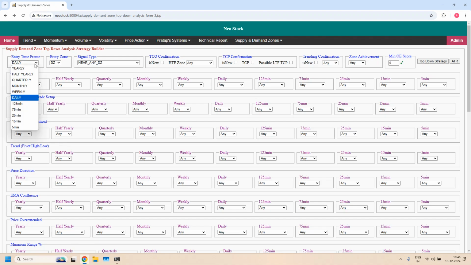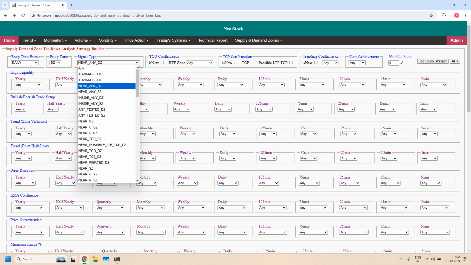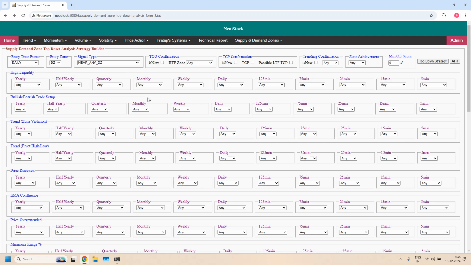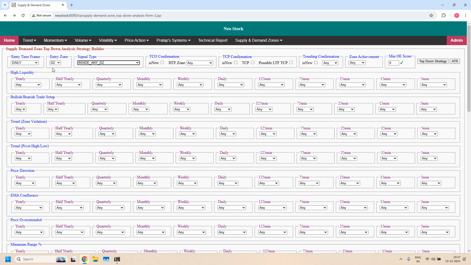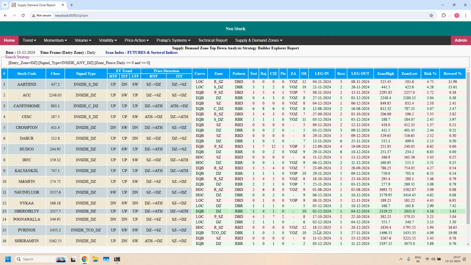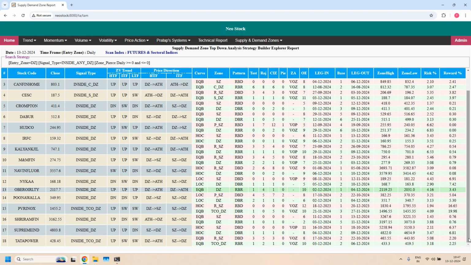Next, for daily time frame, price closed inside the... sorry, did I make a mistake earlier? I have to look for inside the daily demand zone. Sorry for my mistake. Daily demand zone, inside the daily demand zone. Earlier I selected near demand zones. Inside the demand zones we have good number of stocks. First 16 stocks in the list. I am scrolling the list down. So total 18 stocks are filtered, where price closed inside the daily demand zone.